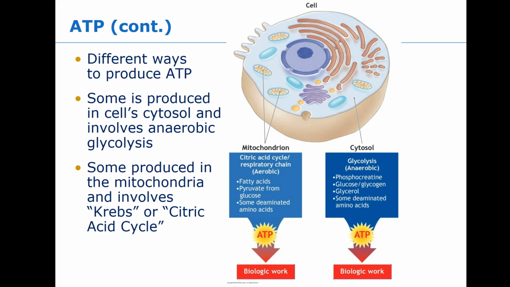When we talk about the resynthesis or the regeneration of ATP, it's produced in different ways. Some of it is produced in the cell's cytosol or the cytoplasm, and this is where the anaerobic reproduction takes place. It's also referred to as anaerobic glycolysis. You can see that in our picture here on the right hand side. It utilizes phosphocreatine. It bumps up our glucose and glycogen storages. It utilizes glycerol, some deaminated amino acids, and boom, we've got some ATP created to power our biological work.